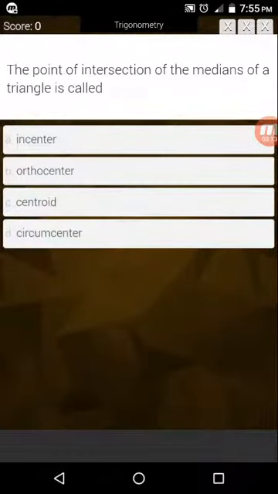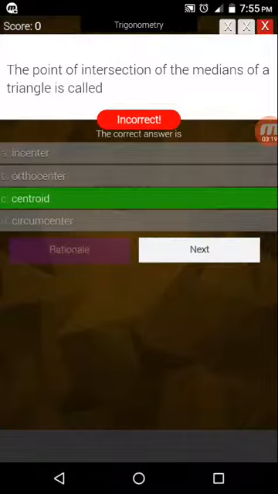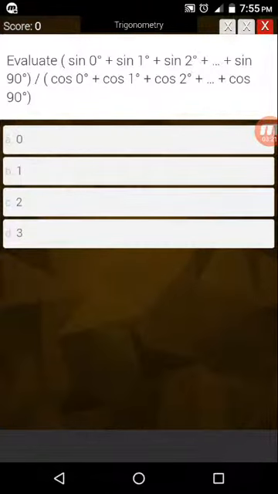The point of intersection of the medians of a triangle is called the centroid. The correct answer is centroid. Evaluate sine 0 degrees plus sine 1 degree plus sine 2 degrees and so on until sine 90 degrees, all over cosine 0 degrees plus cosine 1 degree plus cosine 2 degrees until cosine 90 degrees. So the answer is 1.